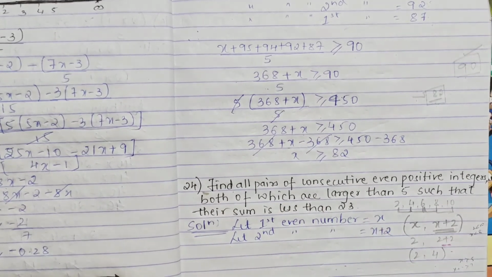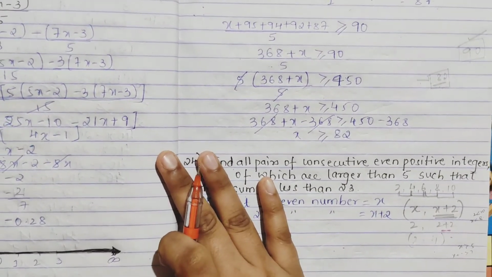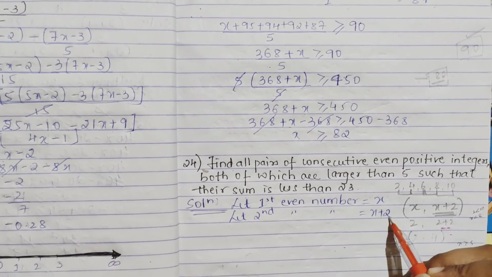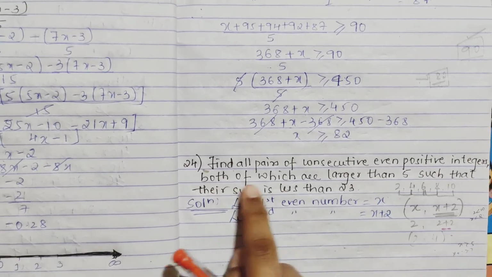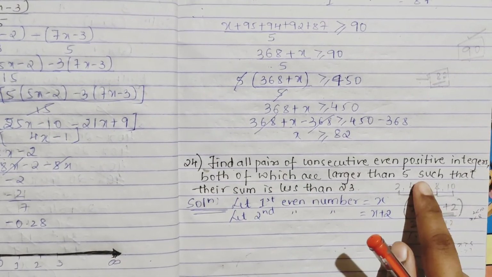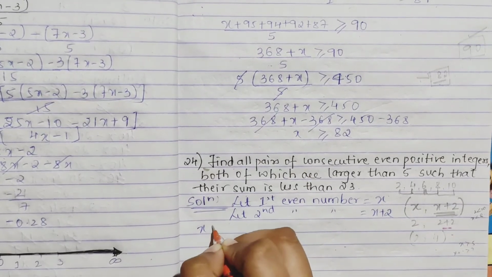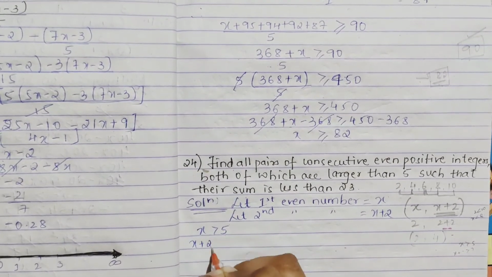And what they are telling? So understood how pair it means? Yes, this means your pair, right? So your first number is x, means your second number will be x plus 2. Then what they are telling? Even positive, okay, both of which are larger than 5. Means your x is also larger than 5. Larger means greater than. Even your x plus 2 is greater than 5.